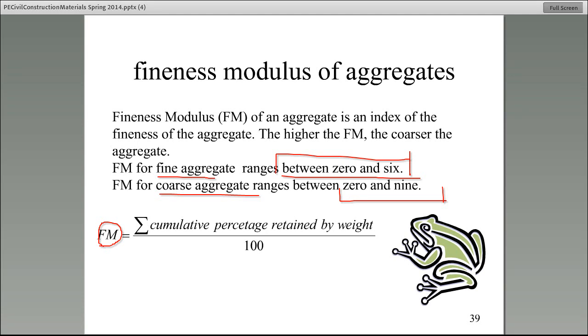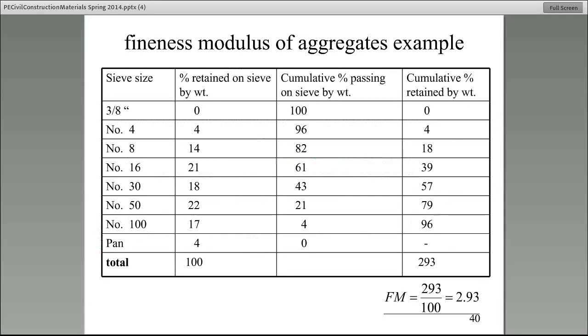And you may say, well, what's the big deal with this equation? Well, let me tell you what the big deal is. Please note, not only do we have a summation, but we have cumulative. So make sure that you understand, if you have an opportunity to apply this equation, it's the summation of the cumulative percentage retained by weight, the whole thing divided by 100. Now I'm going to show you an example. There is no significance to the frog.